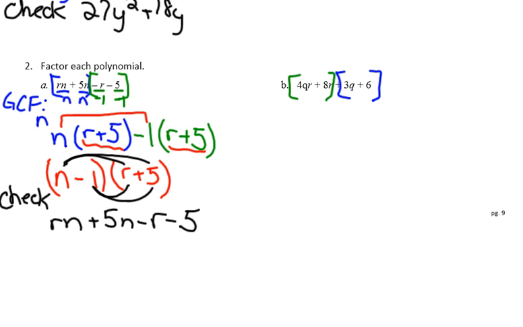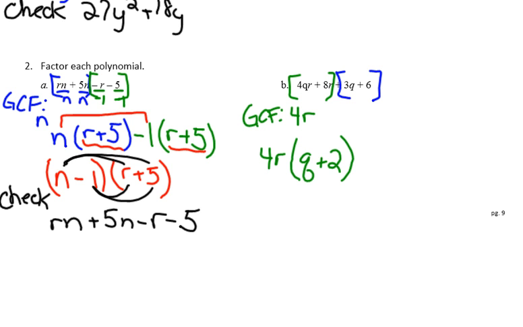When I look at this green group, I know automatically I can pull a 4 out, and I can also pull an r out. So I'm going to divide everything in here by 4r, and I'm going to have 4r on the outside. On the inside, if I divide it, 4's cancel, r's cancel, I'm left with q. Here, 8 divided by 4 is 2, and the r's cancel.